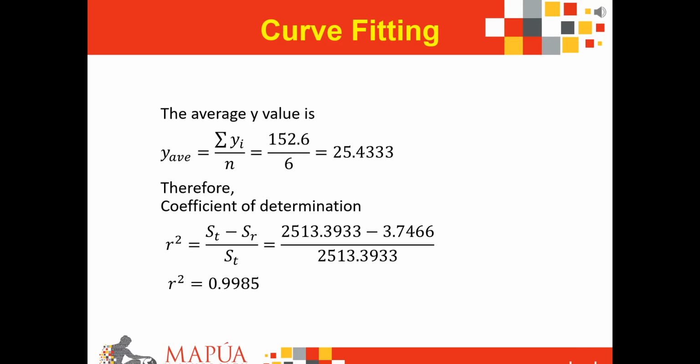0.9985, which eventually shows us that your particular quadratic fit best resembles your given set of data because the correlation coefficient is very, very close to 1. This ends Module 2, Lesson 6.